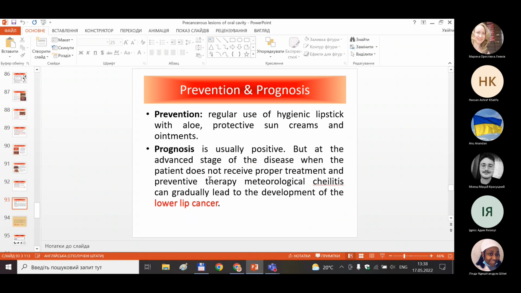Prevention and prognosis. So prevention: regular use of hygienic lipstick with aloe, protective sun creams and ointments. Prognosis is usually positive, but at the advanced stage of the disease, when the patient does not receive proper treatment and preventive therapy, meteorological cheilitis can gradually lead to the development of lower lip cancer.